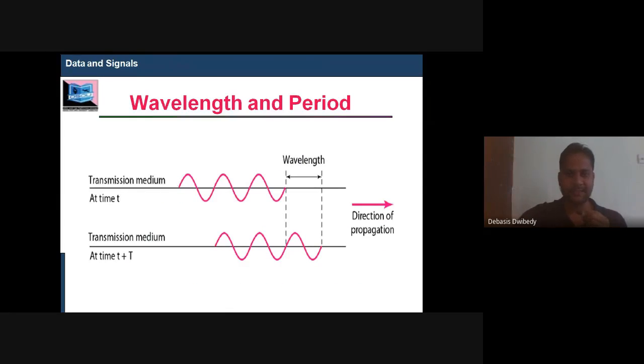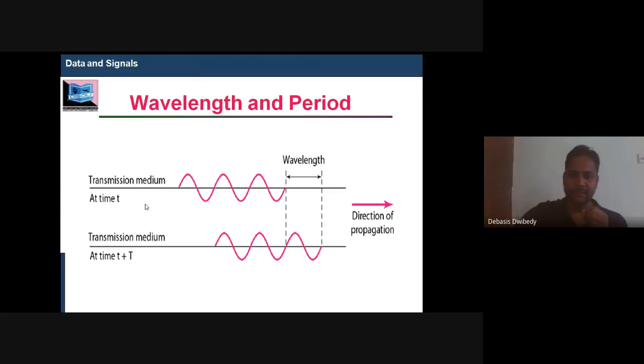So let us take this example to understand again what is wavelength and period. So this is what the wavelength. Let's say we take this component of the signal. So this is again a pattern. The distance covered by one single pattern, this is a periodic signal, so the distance covered by this one pattern or one cycle is nothing but the wavelength.